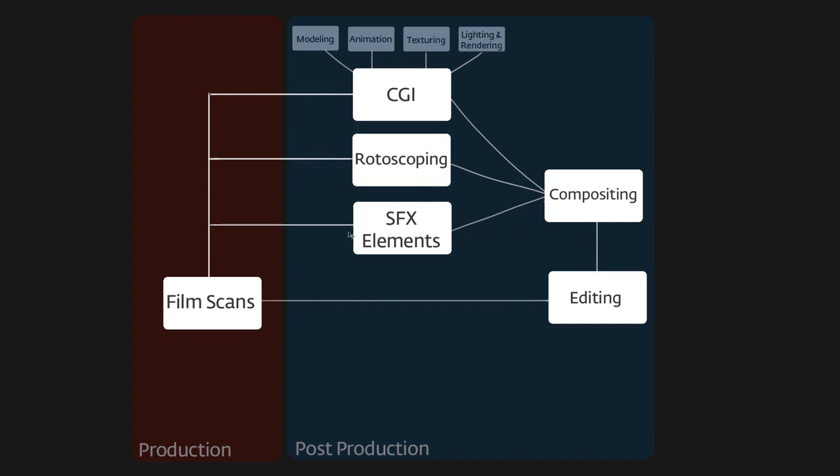So you might have, as we were talking about before, an explosion. They might film an explosion on a black background. That explosion would be used by the compositor in combination with CGI and the film scans and various other elements to create the final composite.